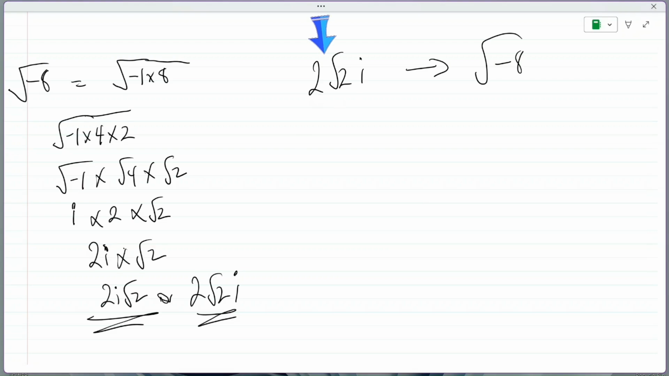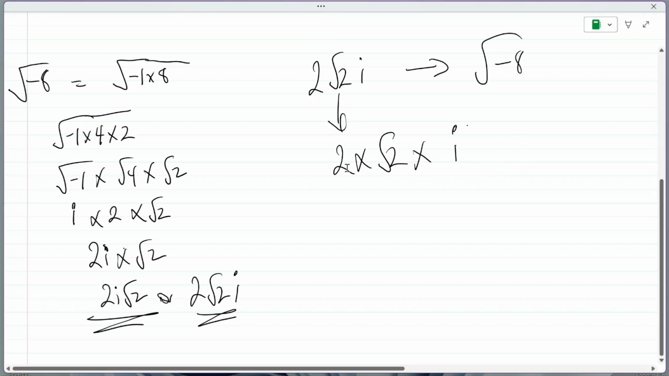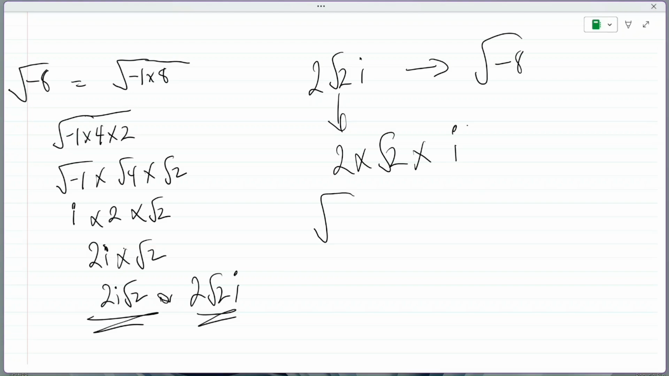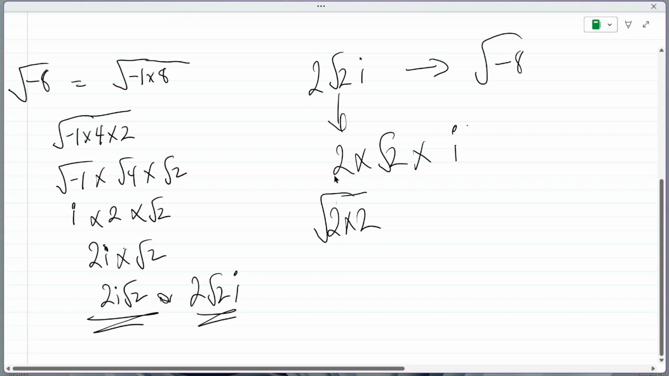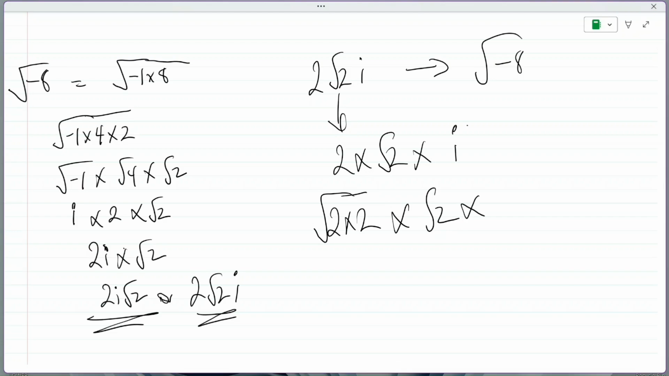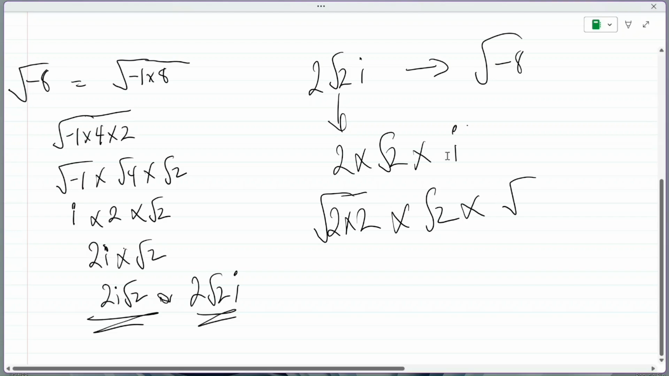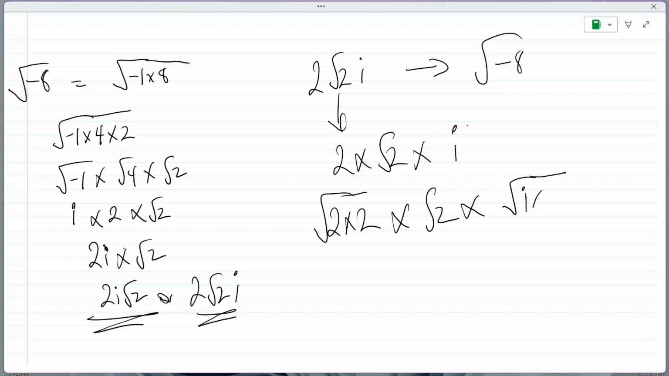You can break this down into 2 times root 2 times i. So we have it as 2 times root 2 times i. We need to put this 2 back under square root and also this i back under square root. So we have it square root, that's 2 times 2, because square root of 2 times 2 will give you 2, times root 2. Since this 2 is under root, or you still have root 2 here, you leave it as root 2. Then times square root of this i, we need to bring it back into square root. You have it as i times i.